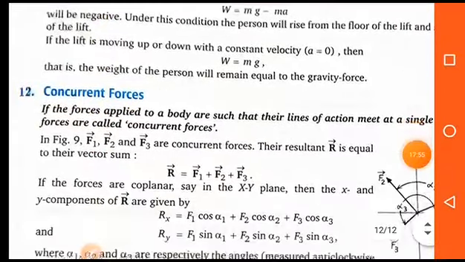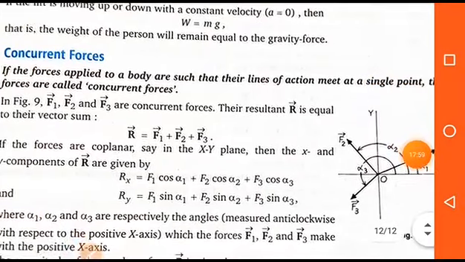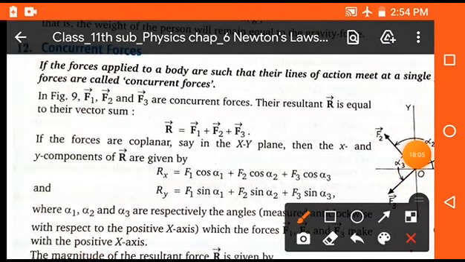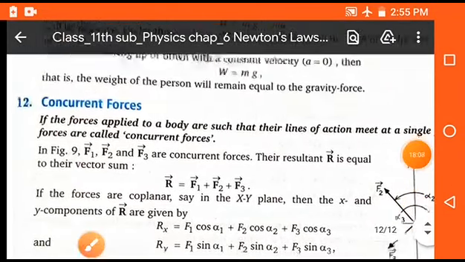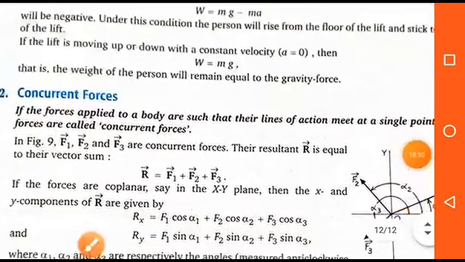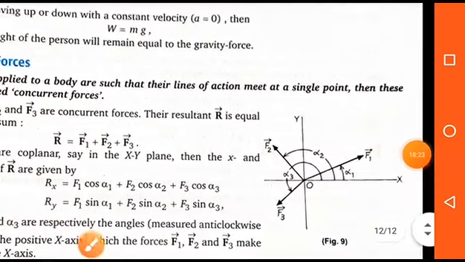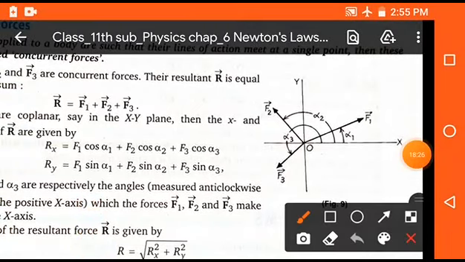The next topic is concurrent forces. So what are concurrent forces? See students, if the forces applied to a body are such that their lines of action meet at a single point, they are called concurrent forces. You can see in the diagram there are three forces F1, F2 and F3 working on a system at the same point O.